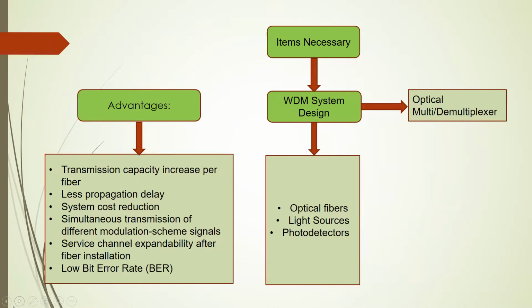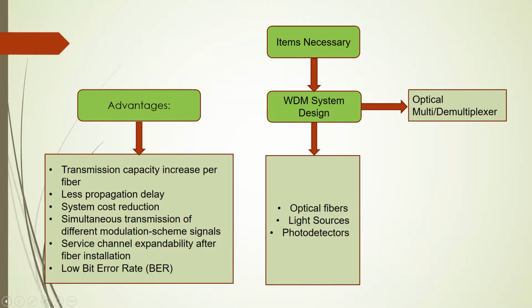And then for the wavelength division multiplexing, the advantages are that the transmission capacity is increased per fiber, which means the data rate also becomes bigger, it has less propagation delay, and it also reduces cost. It also has simultaneous transmission of different modulation scheme signals, service channel expandability after fiber installation, and low bit error rate, or BER.